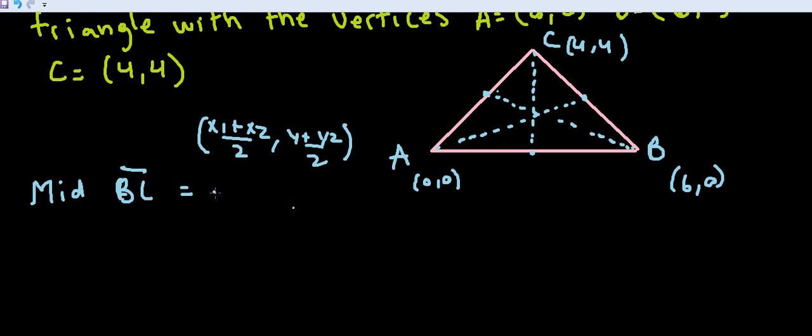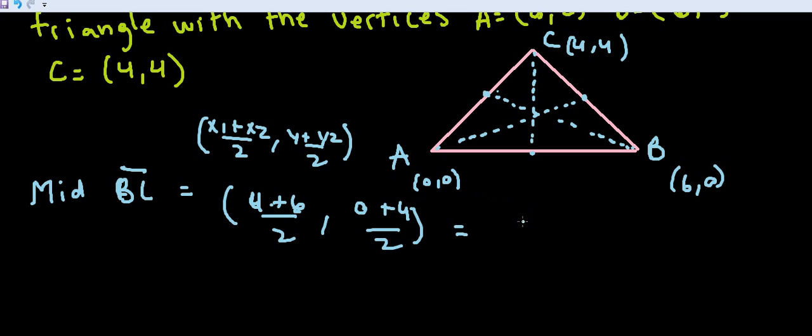So that would make this 4 plus 6 over 2 and 0 plus 4 over 2. So our midpoint is equal to 5, 2. Now that we have this midpoint, 5, 2, we want to find the distance from this point to A, and that'll give us the median.